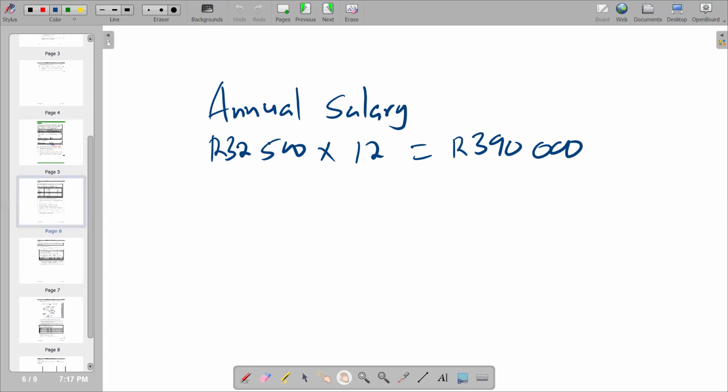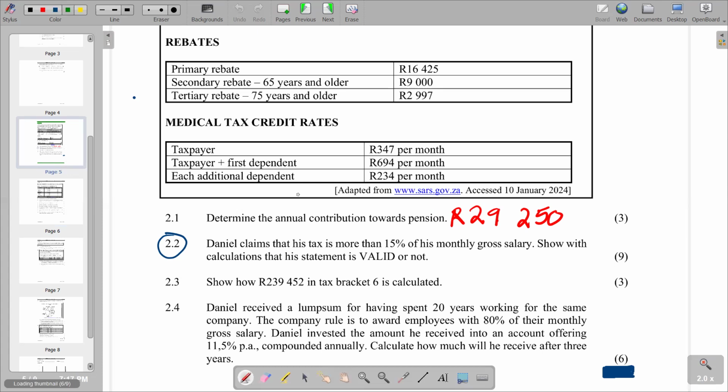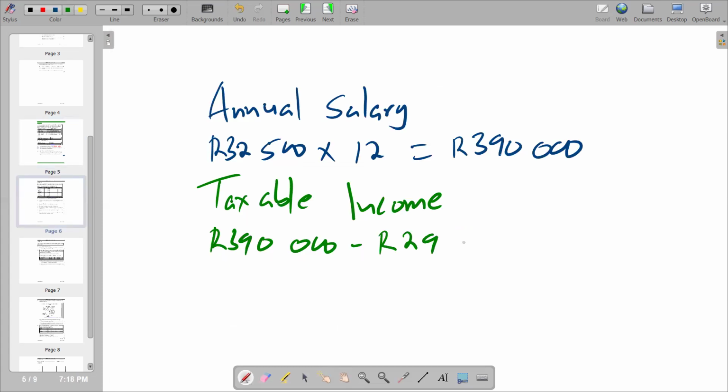So we go to another section, and we're now saying taxable income. The annual gross salary that we have is 390,000. The annual contribution towards pension is 20,250. So we subtract here, and if you subtract, you see that the figure that we're going to get is 360,750. So that becomes the answer that we have here.